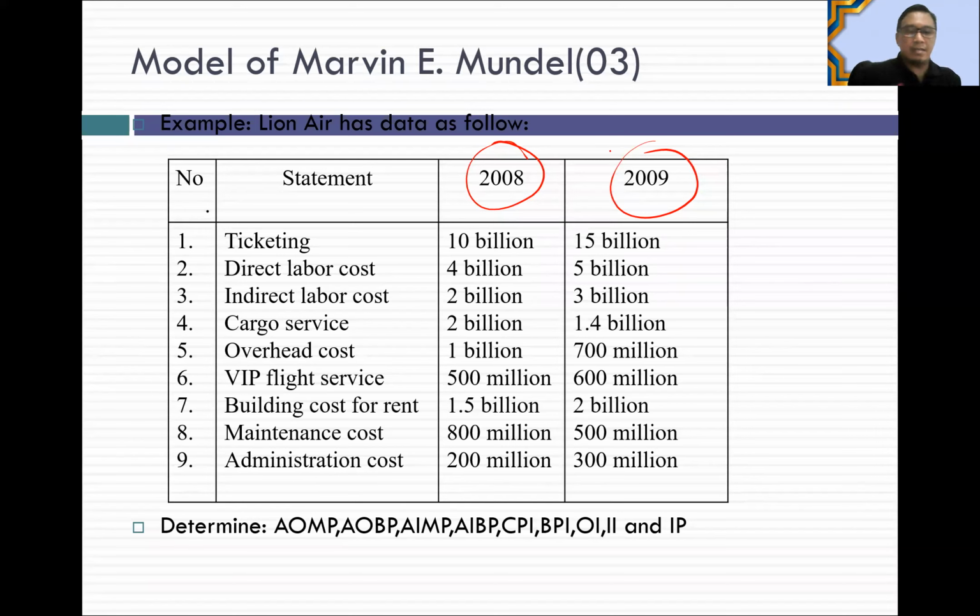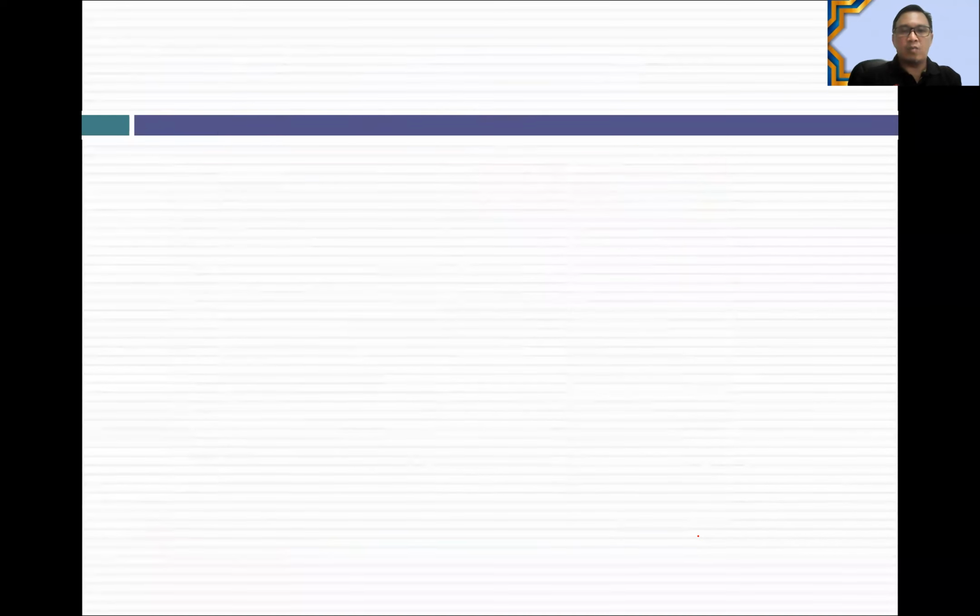Now, the question is, please determine the AOMP, AOBP, AIMP, AIBP, CPI, BPI, OI, II, and IP. So we will calculate them one by one.